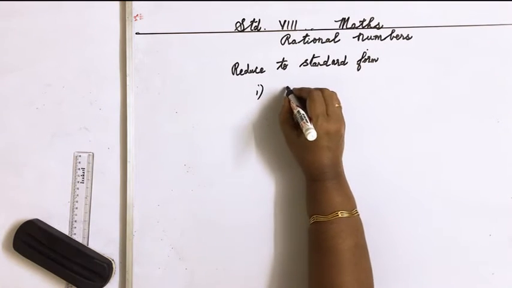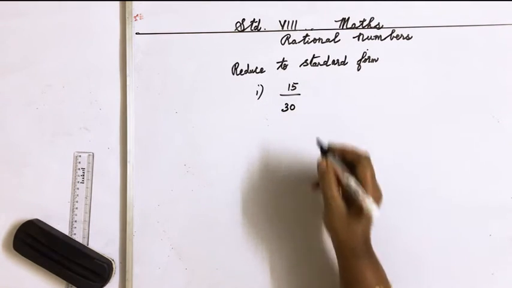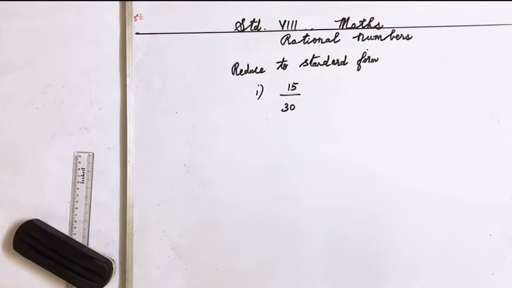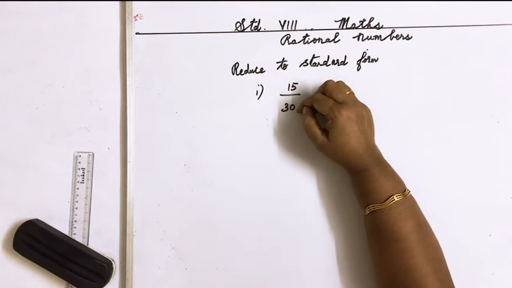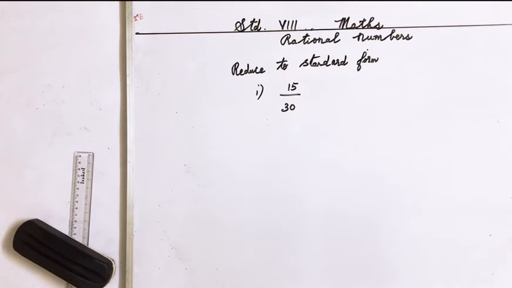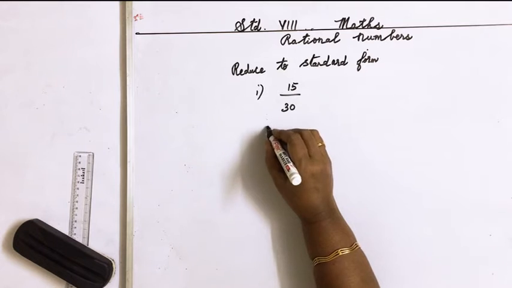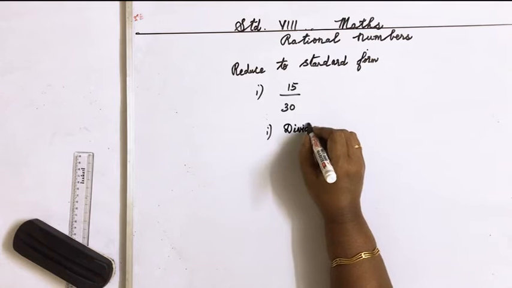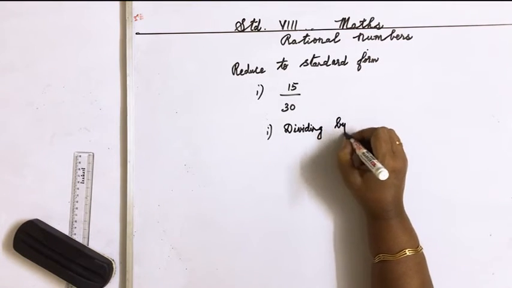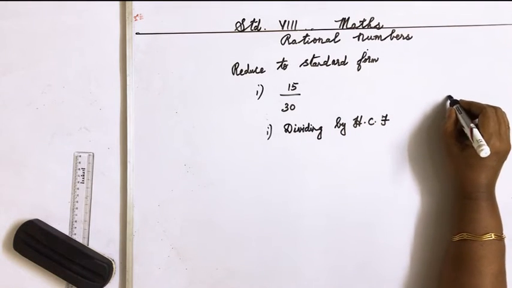First number is 15 divided by 30. Now here the common factor for both the numbers, for numerator and denominator, both are divisible by 5. That means these both the numbers are not in standard form. What we have to do to change into standard form, there are two methods. Method 1 is dividing by HCF. So first we have to divide by HCF.